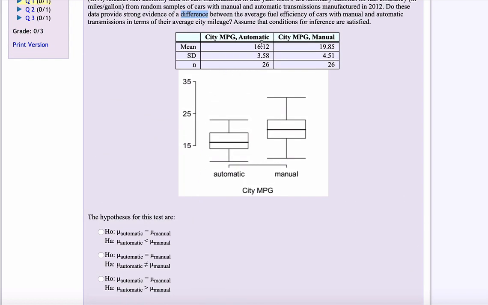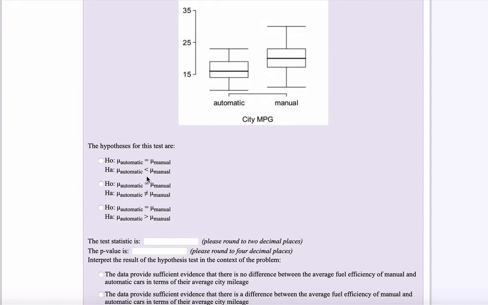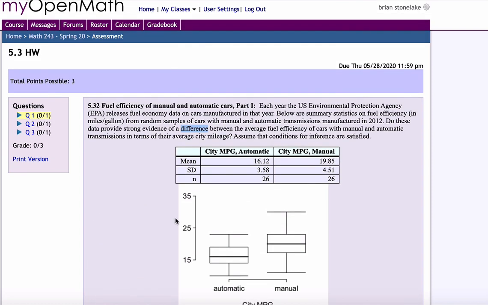I think they want this as the first group, and this is the second group. That's the order they gave them in. And that is kind of hinted at down here where they say automatic and then manual. So the automatics are the 1s and the manuals are the 2s when you type them into your calculator.